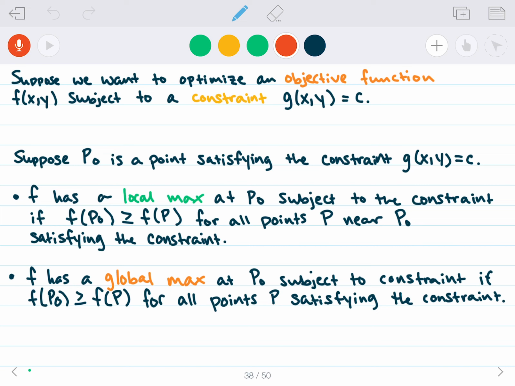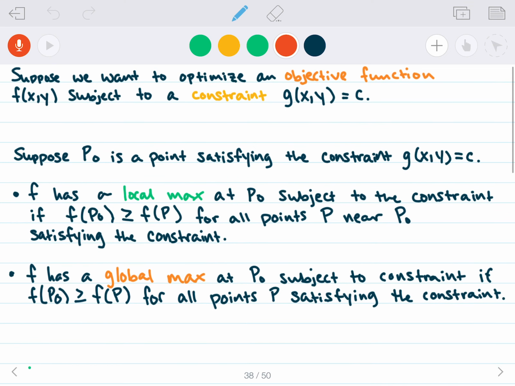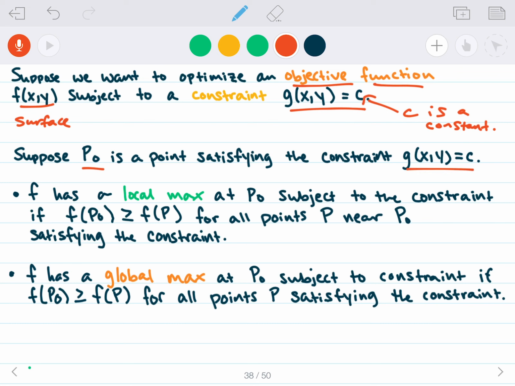Okay, so this is going to be a little bit of jargon, but hopefully once we do some examples, it'll all come together and make sense. So suppose we want to optimize what's called an objective function. That's just a surface, a surface with two independent variables, subject to a constraint, g of xy equals c, and here c is a constant.